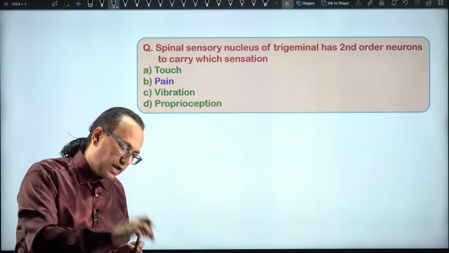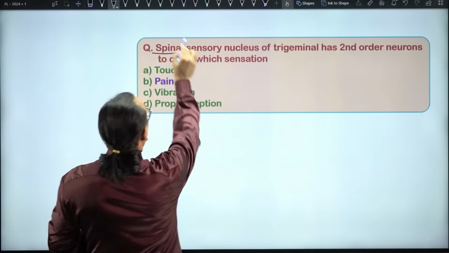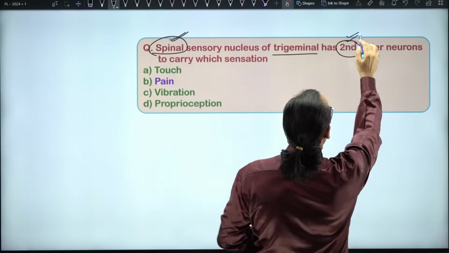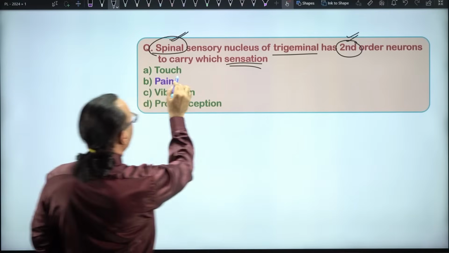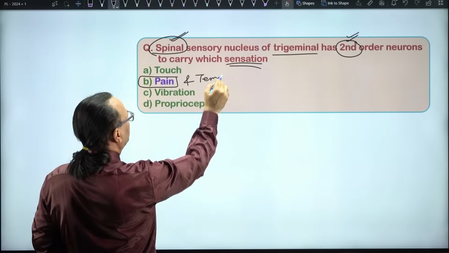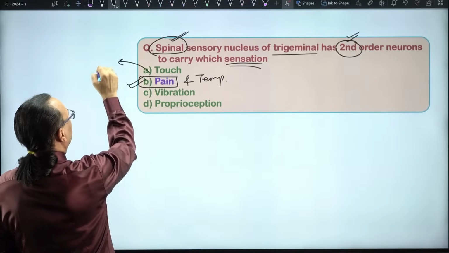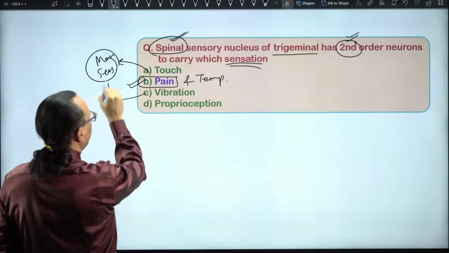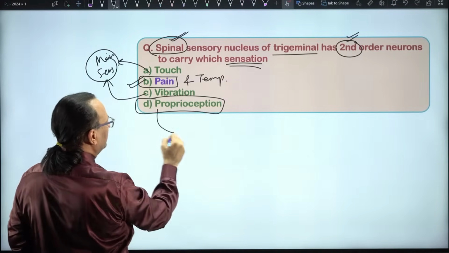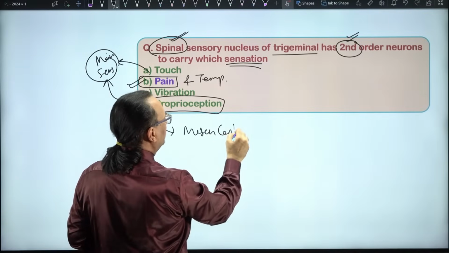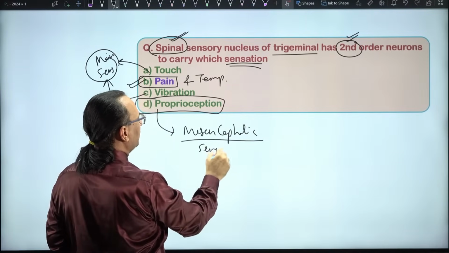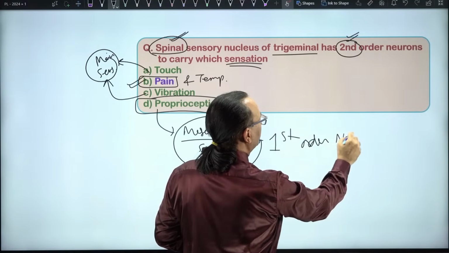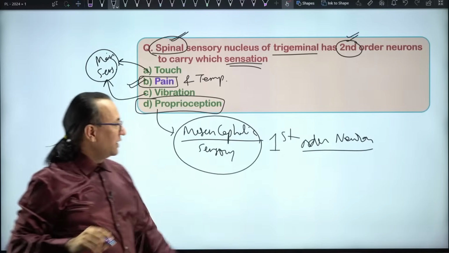If the question was asking about the spinal sensory nucleus of the trigeminal, then it has a second order neuron definitely. Which sensation does it carry? It is pain and temperature. That is your answer. Touch is received by the main sensory. If you are talking about vibration, main sensory. If you are talking about proprioception, it is mesencephalic sensory, and then it has one special feature: it has a first order neuron.